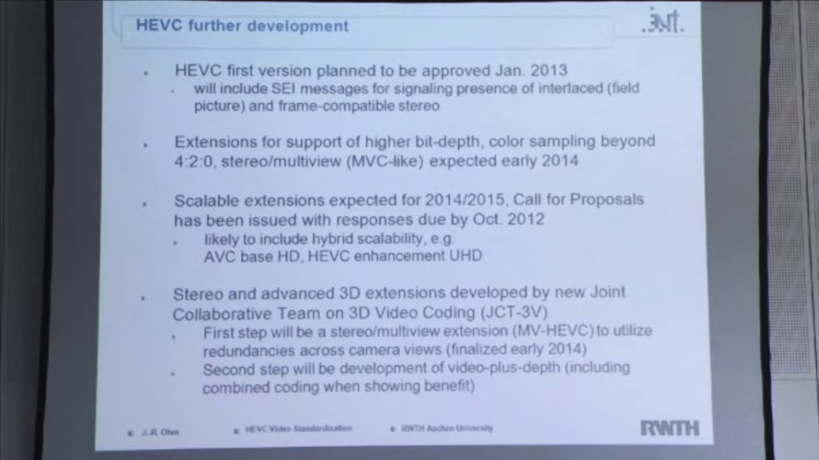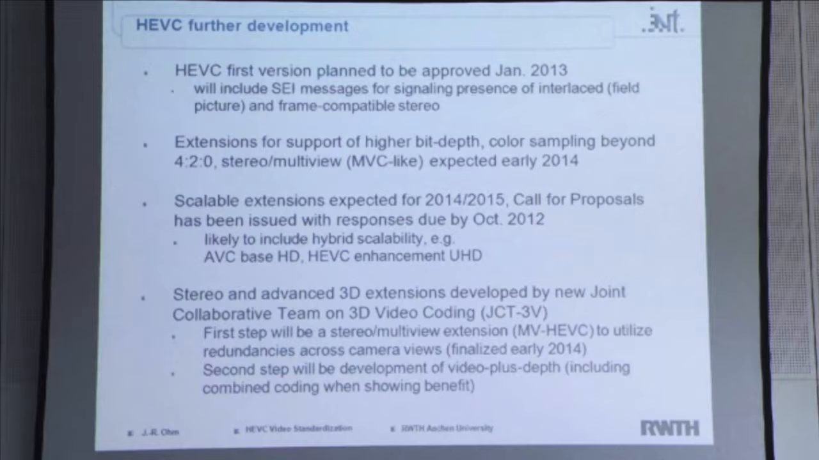What comes next? We are planning extensions. The current version is only 4:2:0 8-bit. Of course, we are going to the full range. This will be one of the first extensions. The first version will be available in January 2013. We are planning for January 2014, one year after, to have full range extensions and also a stereo multi-view extension. What we currently have open is a call for proposals on scalable technology. Responses will be coming in October.